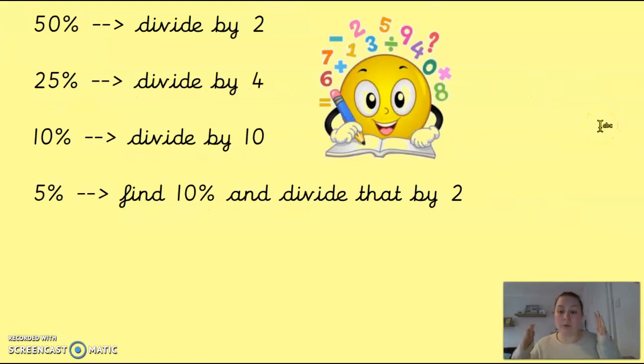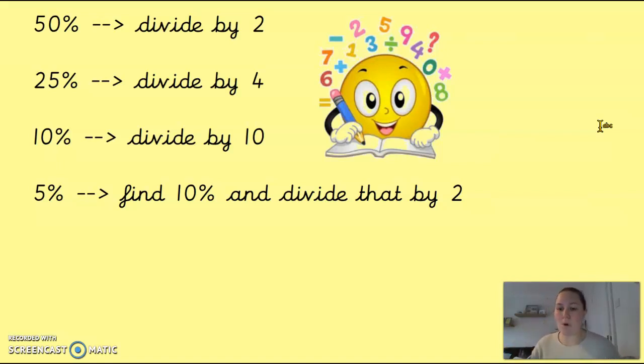So now we know how to find 50%, how to find 25%, how to find 10%, and how to find 5%. And this can help us to build up lots of different percentages. For example, if I wanted to find 55%, I could find 50 and 5 and add them together. If I want to find 30%, I get my 10% and times that by 3.